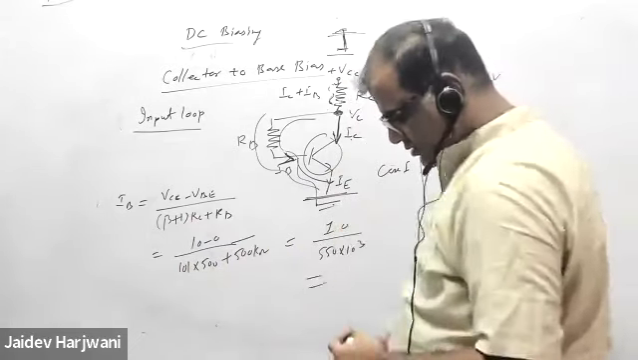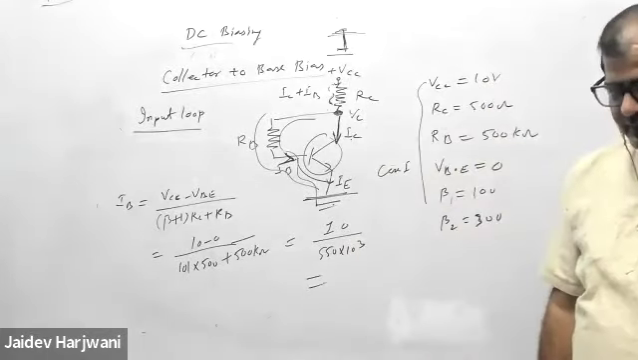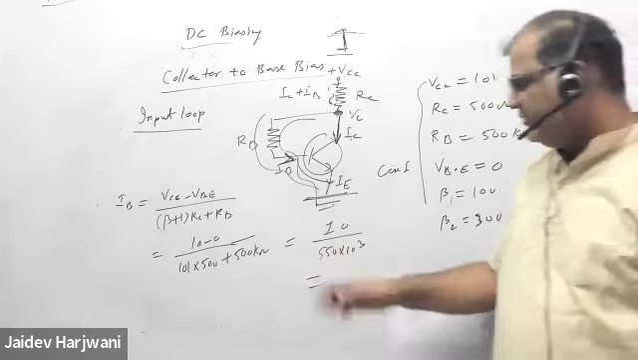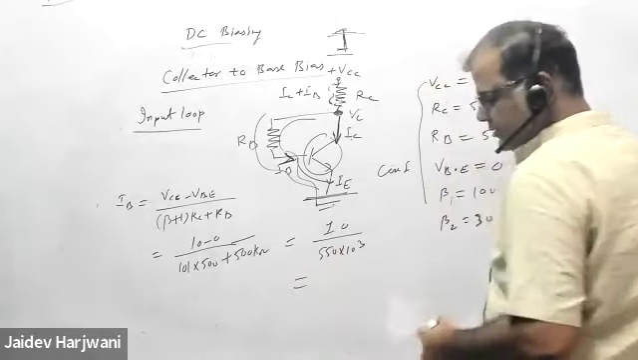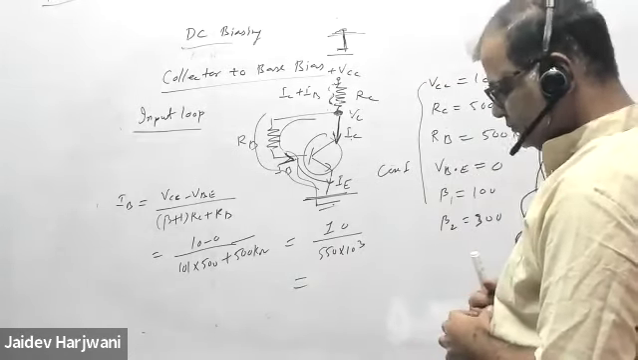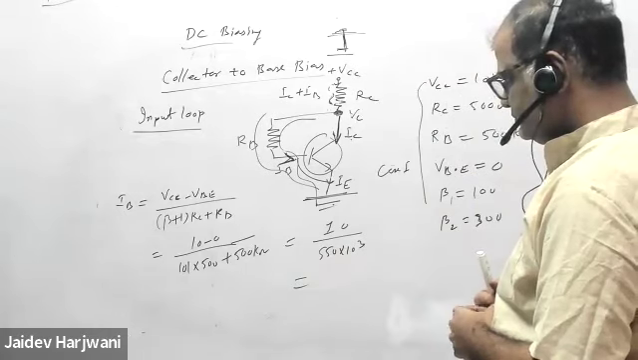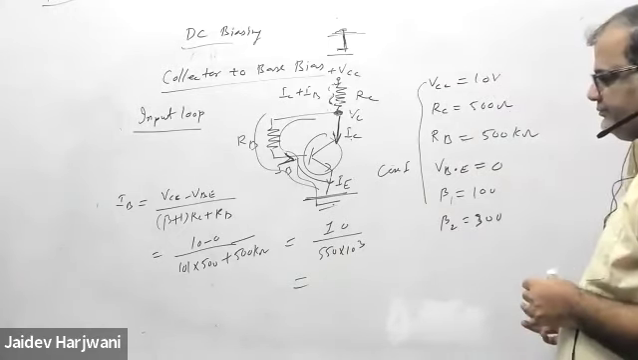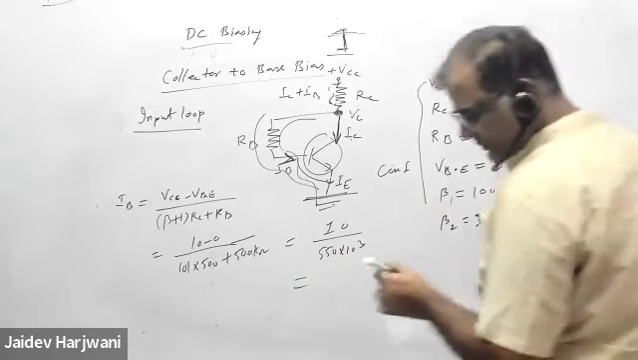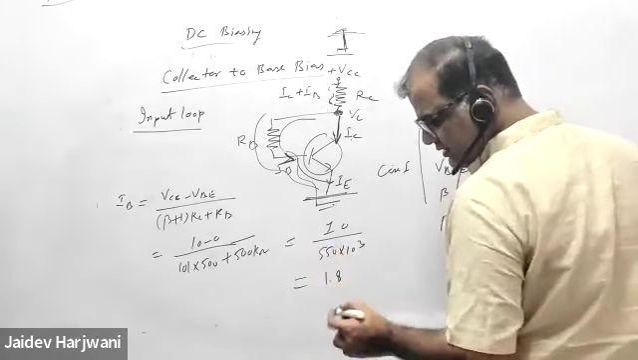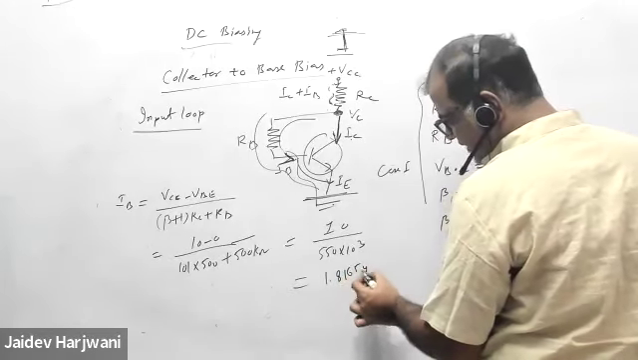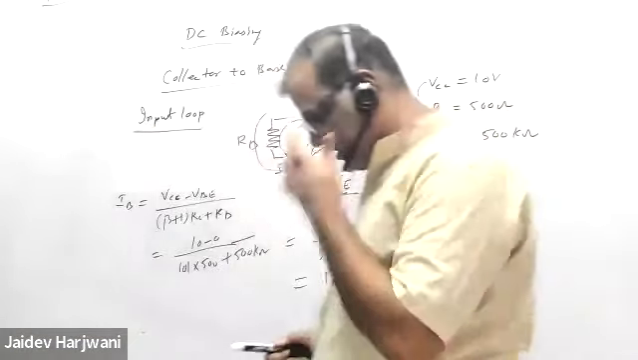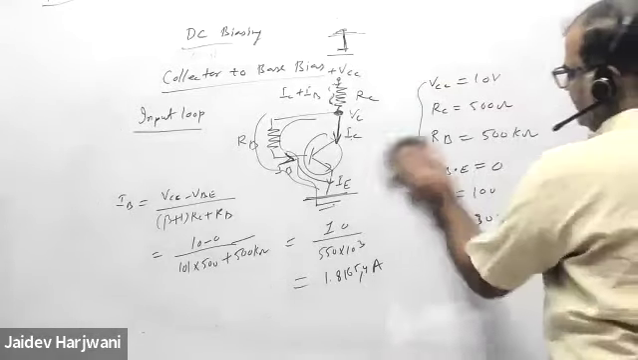Tell me what is the value coming? What is the value of IB? Microamp. I have 1.8, maybe 18. 1.8 sir. 1.8165 microampere. Okay, so this is the IB value. Now you find the IC value. Find the IC saturation.